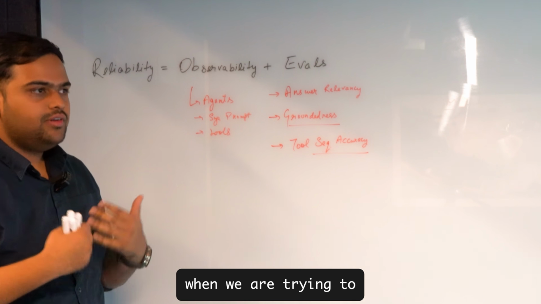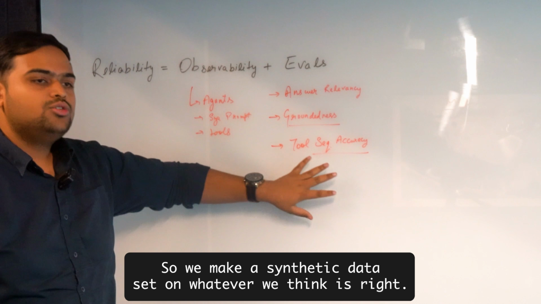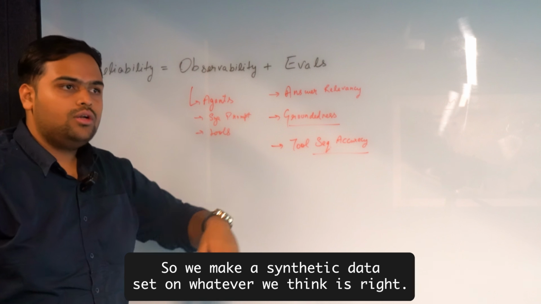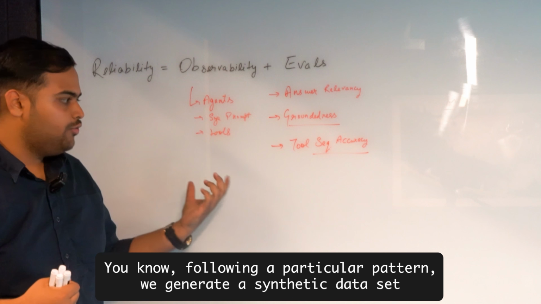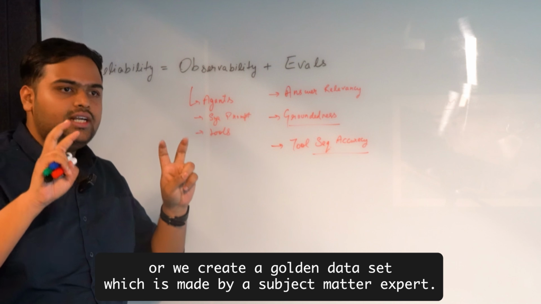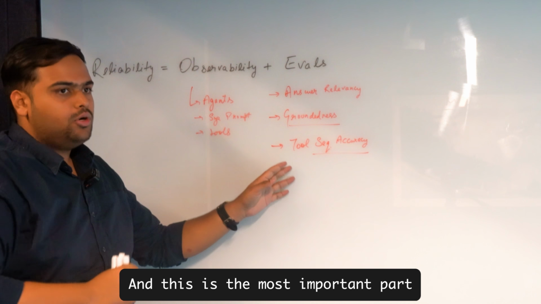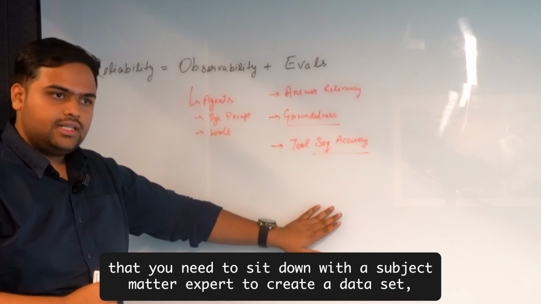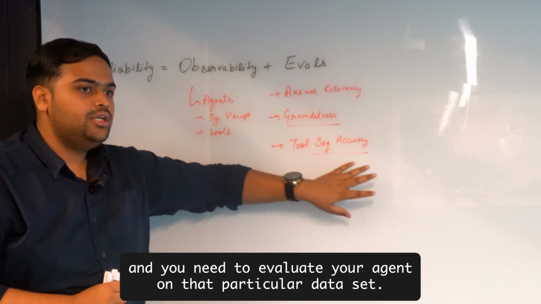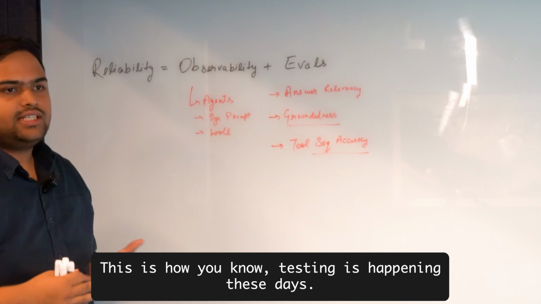Most of the time when we are trying to build an application, it is not necessary that we have a ground truth. So we make a synthetic data set on whatever we think is right, following a particular pattern. Or we create a golden data set with a subject matter expert. This is the most important part: you need to sit down with a subject matter expert to create a data set, and you need to evaluate your agent on that data set. This is how testing is happening these days.